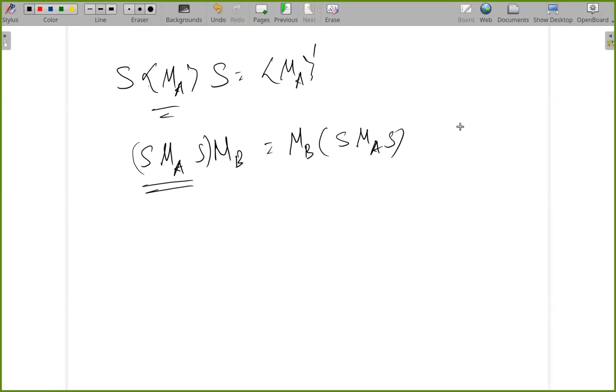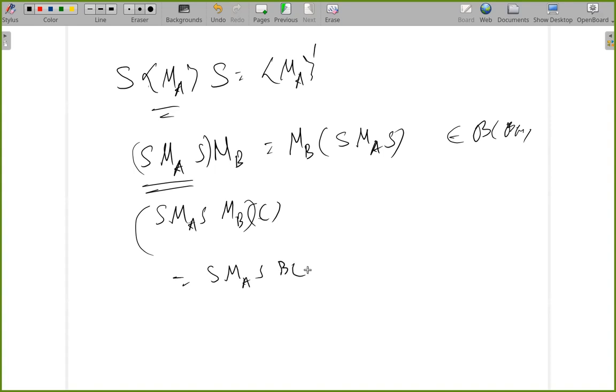I want to show that this is a map in B of H. As a map in B of H, it is true. So I will apply it to some vector in there. Let me call that vector C. The way MB acts on this is SMA, S, BC first, then S will do a star to it.